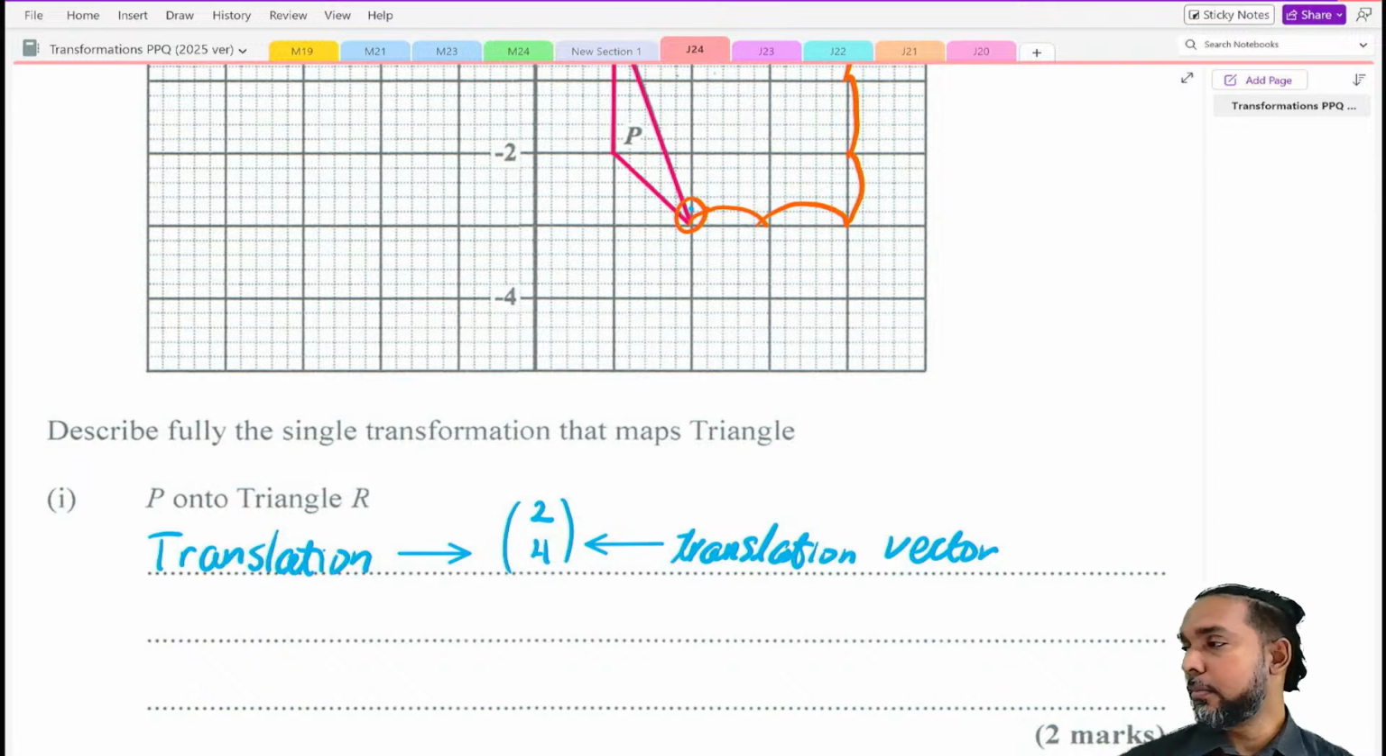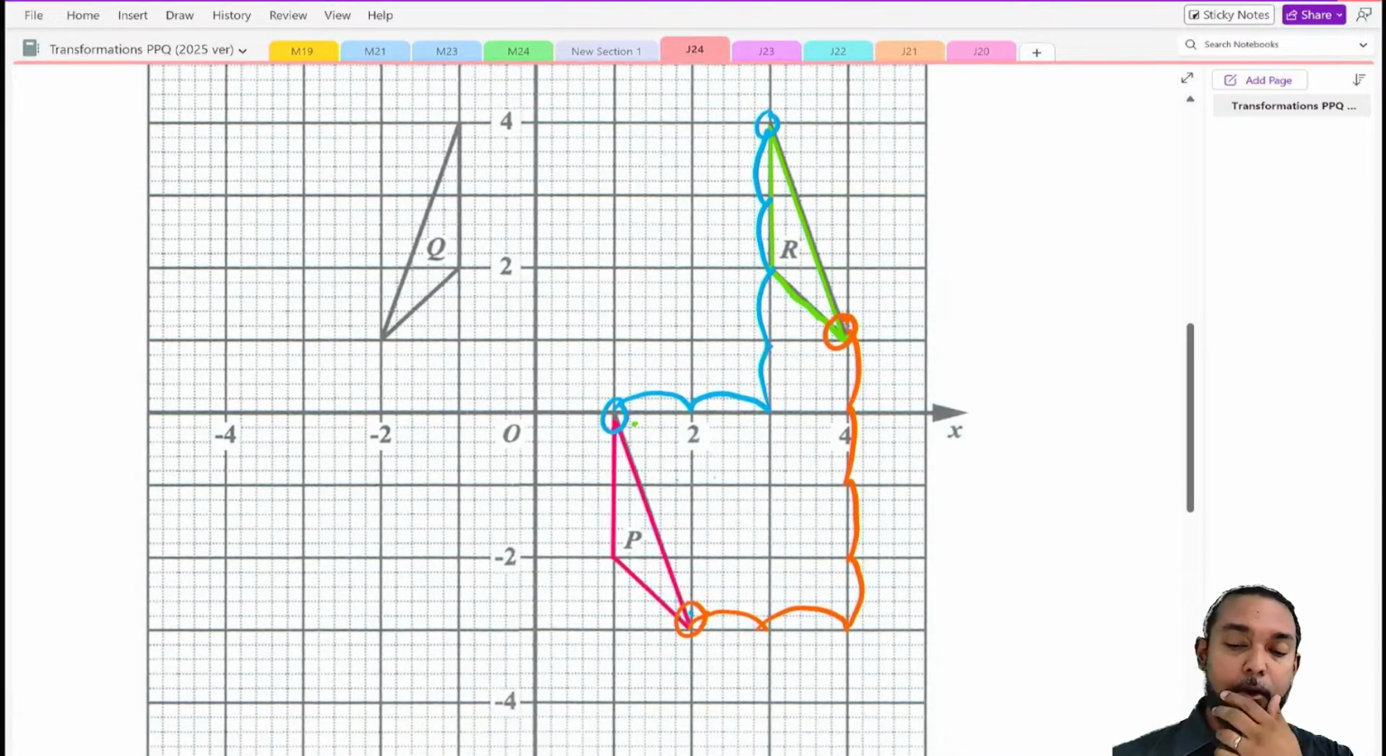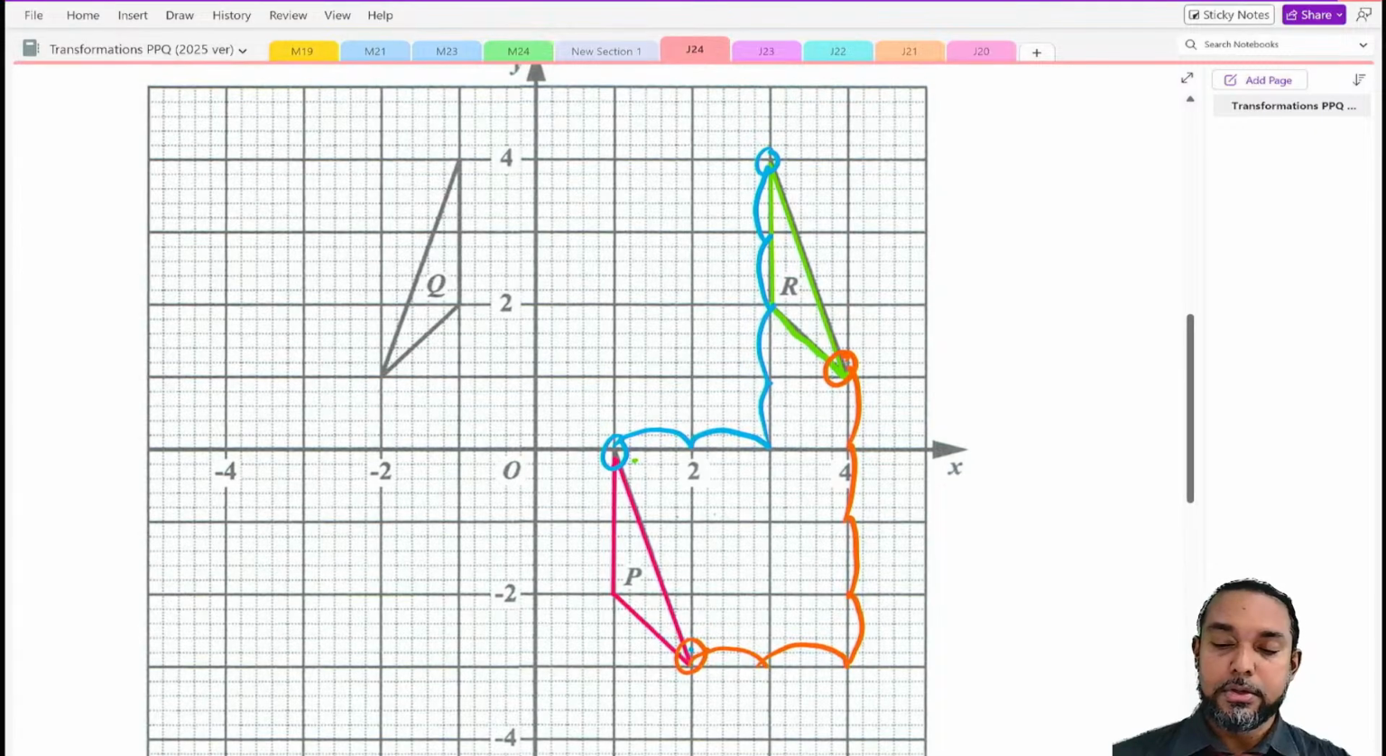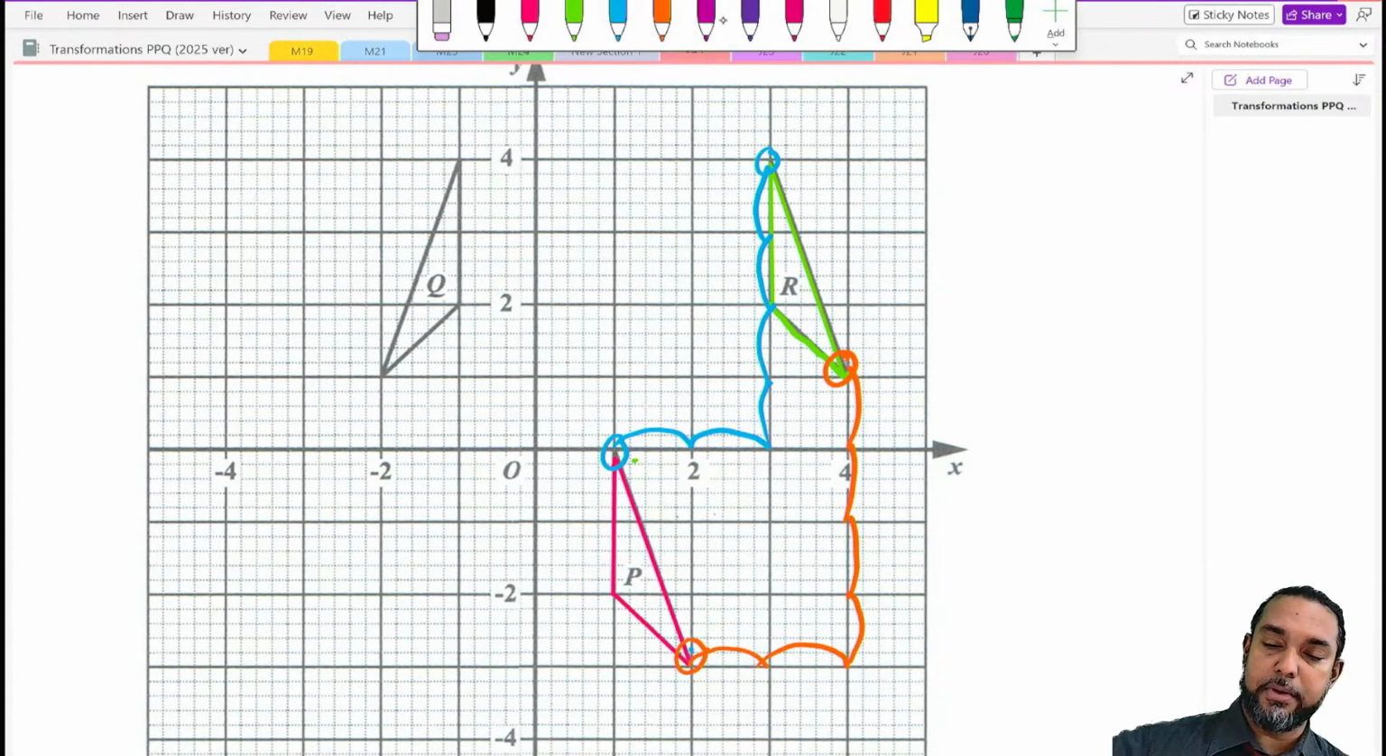All right, cool. Yes, if it was a reflection, it'd be facing it. That's correct, yeah. All right, now they're asking about R onto Q. So let's put Q in a different color, shall we?